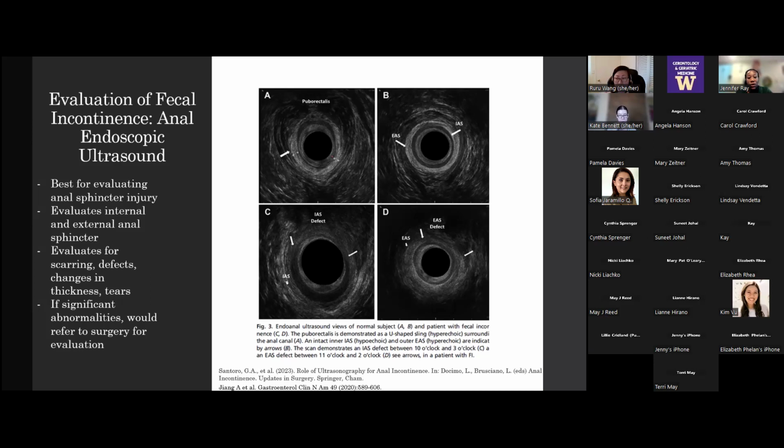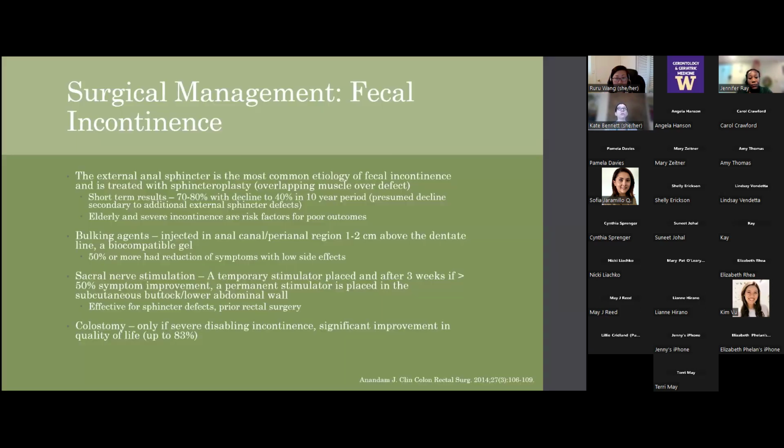And this is done with our advanced endoscopists who do EUS procedures. If there are significant abnormalities that you can't quite get under control with pelvic floor physical therapy, biofeedback, or medication adjustments, then you want to refer to surgery for evaluation. So this is the surgical management for fecal incontinence.